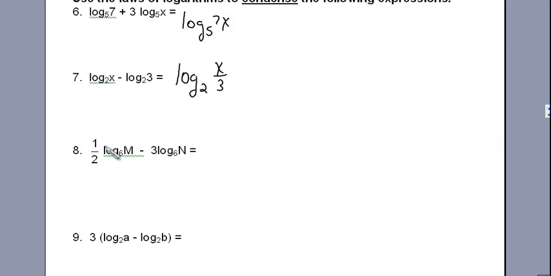Here, this 1/2 must be a power that goes on the m, and this 3 must be a power that goes on the n. The minus indicates division. So we're going to write log base 6. We've got a division problem. In the numerator, it's going to be m to the 1/2 power, and in the denominator, it's n cubed. Now, the 1/2 power is a square root, so we could rewrite that as log base 6 of the square root of m over n cubed.